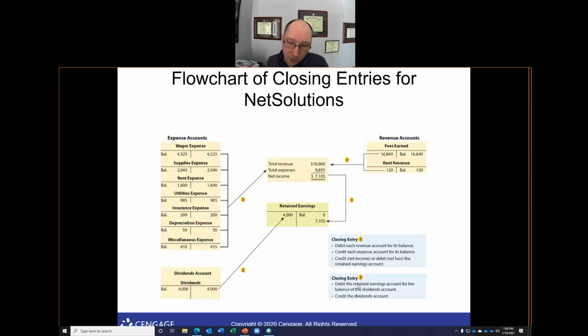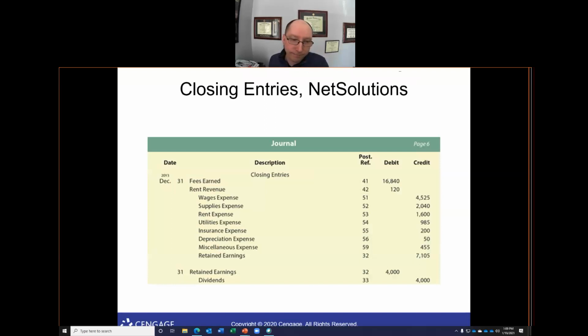Then, step 2, we take our dividends account and transfer that to retained earnings. Just as we talked about in Chapter 3, beginning balance retained earnings plus net income minus dividends equals ending balance retained earnings. There might also be some common stock.